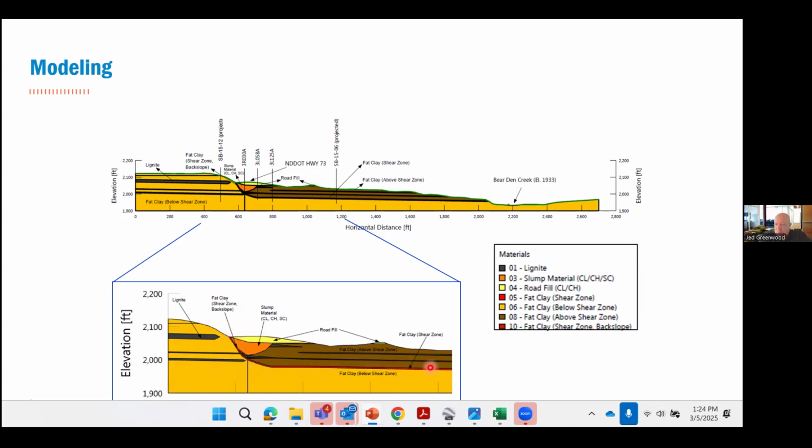You can see it dips at about 3 degrees towards the east. We were able to determine that from the inclinometers, also where that toe bulge was, which is way down here at Bear Den Creek. And then the other thing to note is there's a lot of lignite layers in this geologic setting. The lignite is important because it's generally high permeability, and that's what carries the flow primarily. So that was brought into the seepage calibration as well. So that's what our cross section looks like.